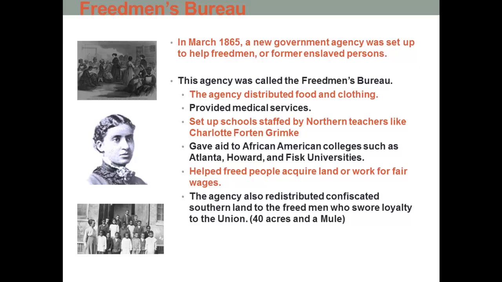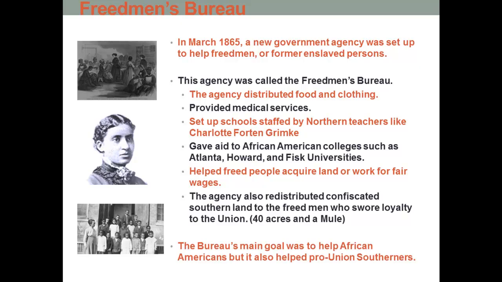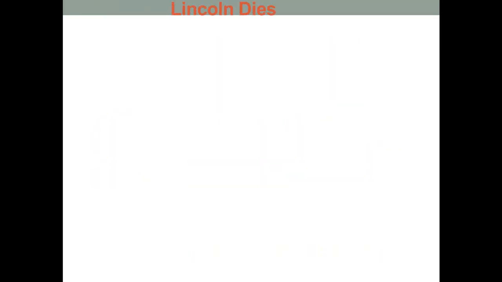Not that everybody got a mule. The land that they were giving to the freedmen was land that the Union soldiers had taken away from Southerners during the war. The Bureau's main goal was to help African Americans, but it also helped pro-Union Southerners.